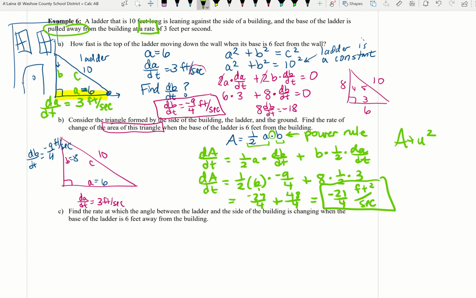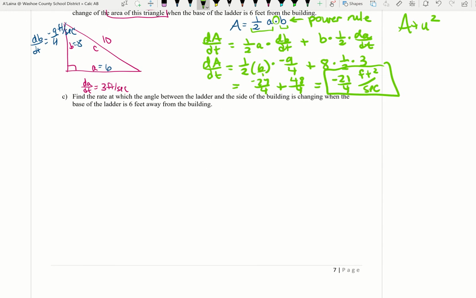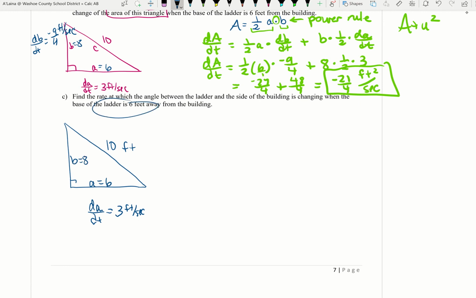Number 3, or part C actually. We are still looking at this ladder problem. The ladder is still going to be 10 feet. And we are still knowing that the rate of change of A is 3 feet per second. We are still looking at the moment when A is 6, which means B is 8 and C is 10.